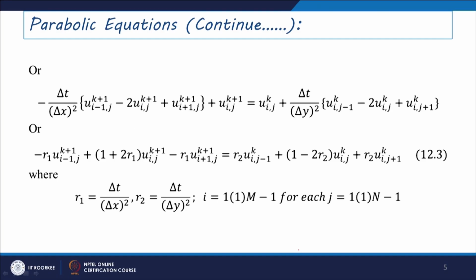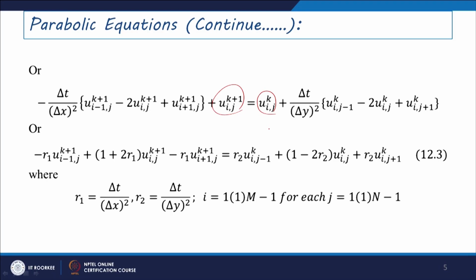And if you combine all these terms, and keep these unknown parameters in the left hand side and the known parameters on the right hand side, then this system of equations can be written as minus del t by del x square, u_(i-1)j^(k+1) minus 2 u_ij^(k+1) plus u_(i+1)j^(k+1) plus, since one coordinate is just associated with this time derivative there, that is why we take this term in the form of u_ij to the power k plus 1 and one term here u_ij to the power k here.